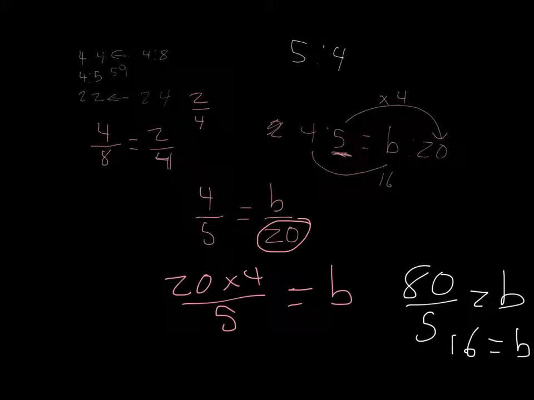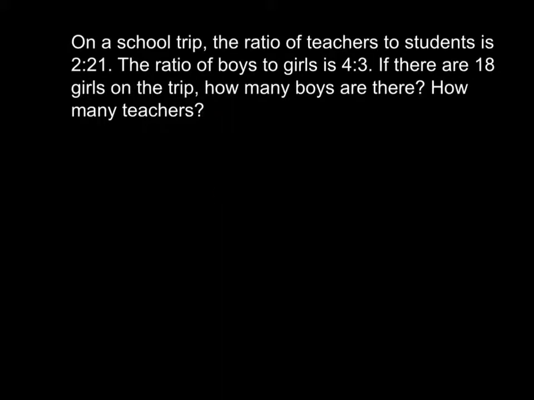Cool. Here's the problem. On a school trip, the ratio of teachers to students is 2 to 21. The ratio of boys to girls is 4 to 3. If there are 18 girls on the trip, how many boys are there and how many teachers are there?